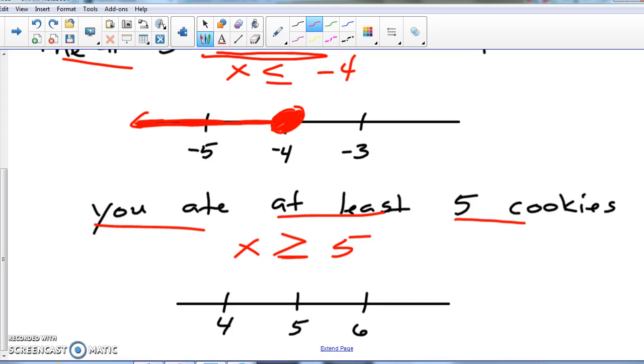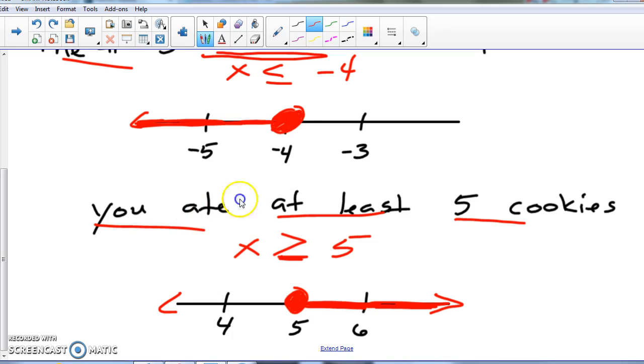So that means it could also be equal to. So more than, but also equal to. So x is greater than or equal to when you see the at least terminology. So once again, it could also be equal to 5, so we have to close in that circle. Anytime you have or equal to, that means the number could also be part of my solution. And x is greater than 5 this time, so we're going to shade in everything that is greater than. Don't forget your arrows, because those go on forever, right?